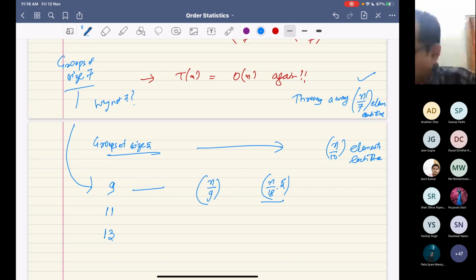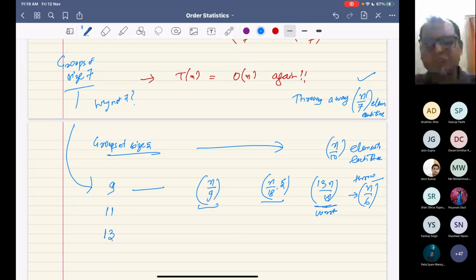Okay. So minimum this much. So the other array will have 13n by 18 in the worst case, plus 2n by 18, that is 5n by 18. So actually n by 6. You will throw n by 6. So even more, you will throw even more.